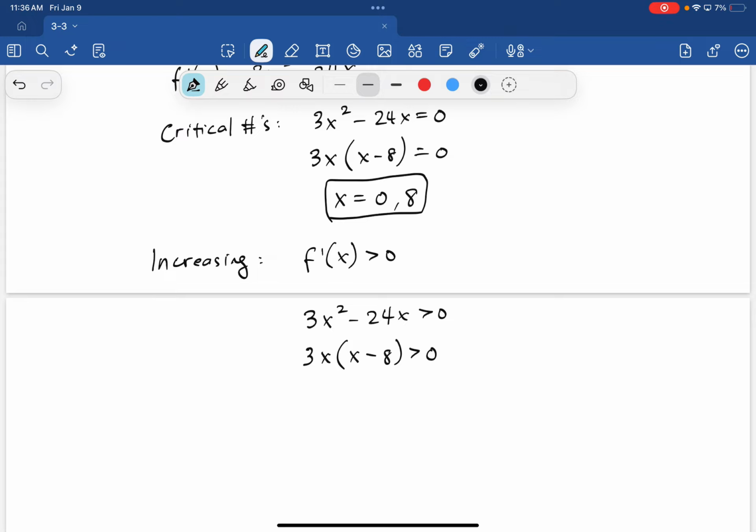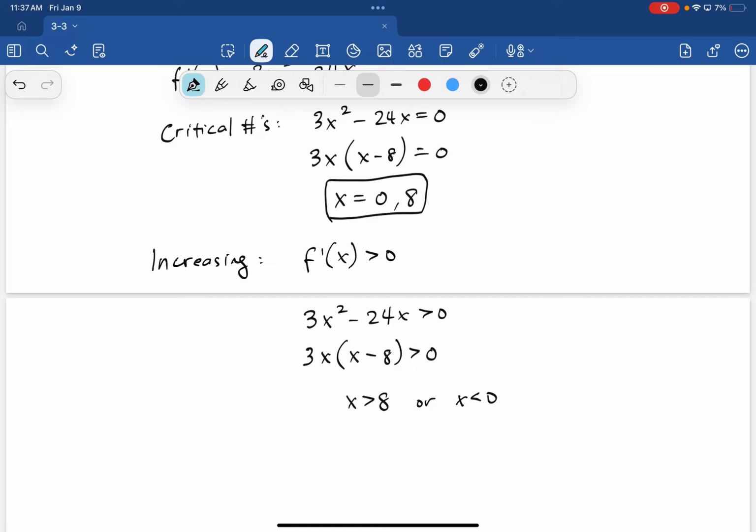All right. Now the idea is we have two different numbers being multiplied together. We have a 3x being multiplied by an x minus 8. And when we have two numbers being multiplied together, they can only give us a positive product, a product greater than 0, if they're either both positive or they're both negative. So this is a little tricky. These two numbers are only both positive or both negative if x is greater than 8 or x is less than 0. So you have to do this kind of logic in your head.